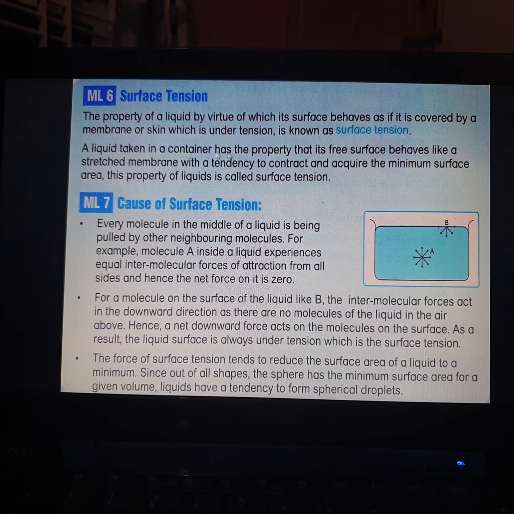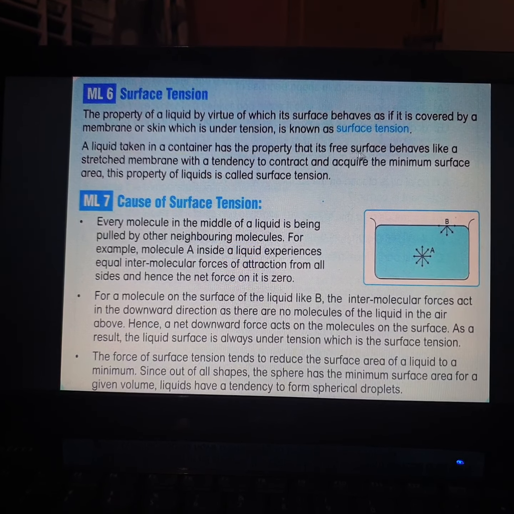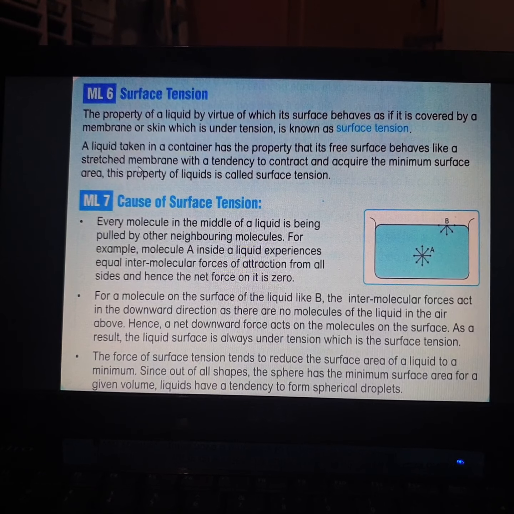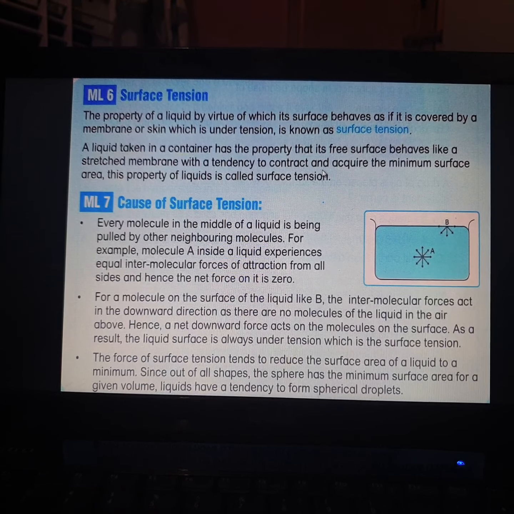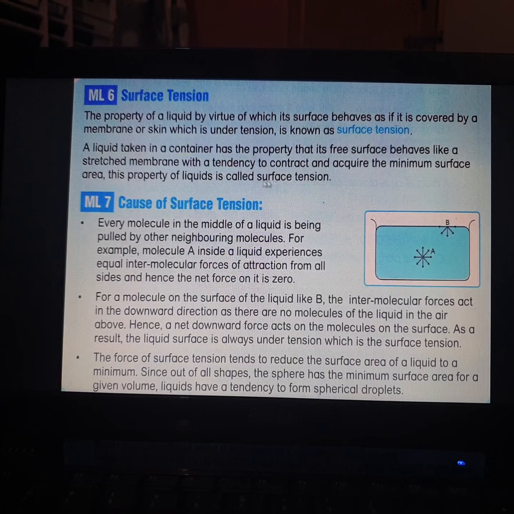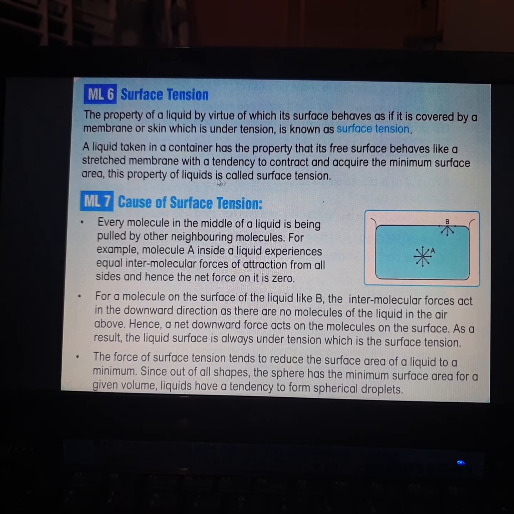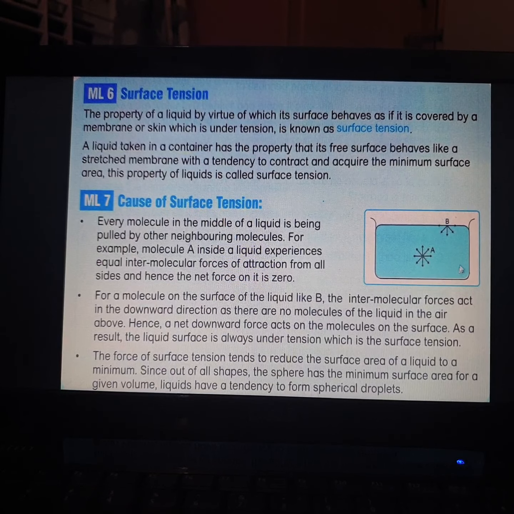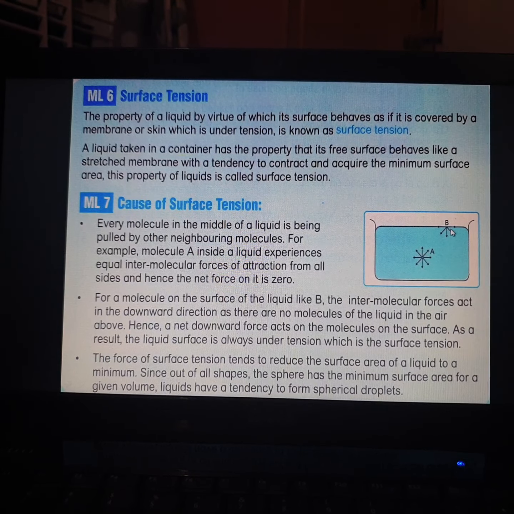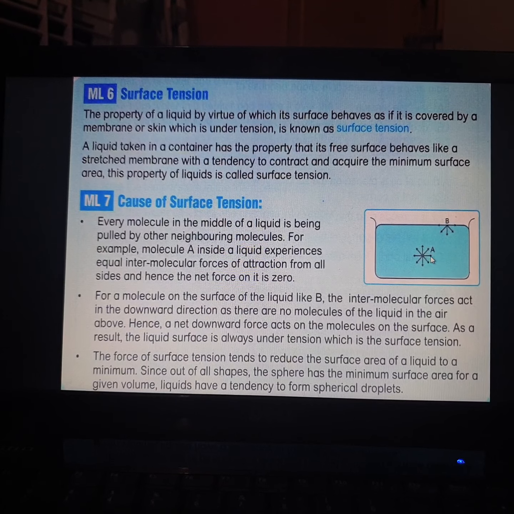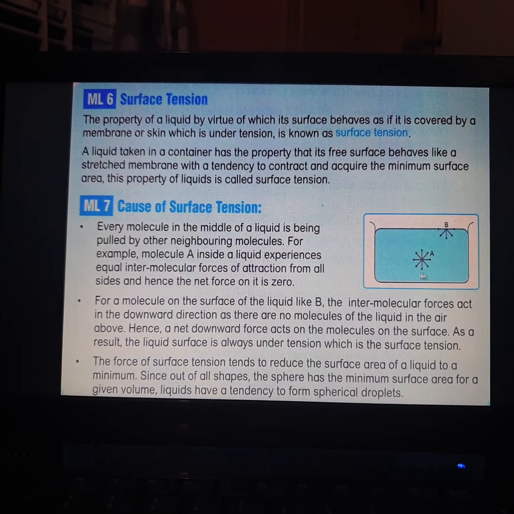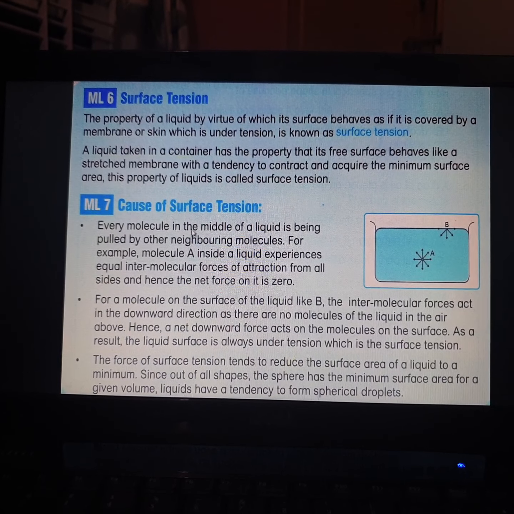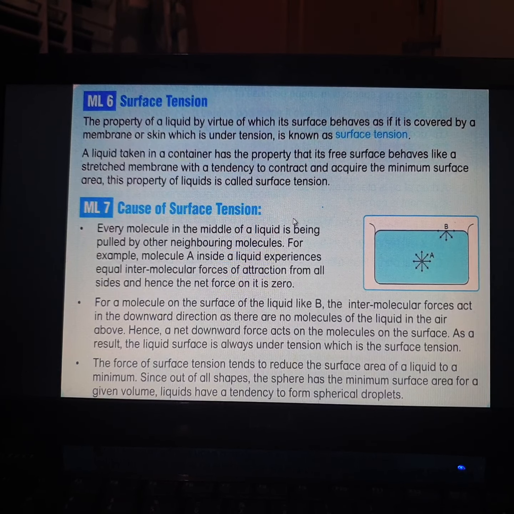A liquid taken in a container has a property that its free surface behaves like a stretched membrane with a tendency to contract and acquire the minimum surface area. This property of liquid is called surface tension. As you can see here, you have a container and there is some liquid filled in it, and each and every molecule exerts a pressure on other molecules. Now, how is surface tension caused?